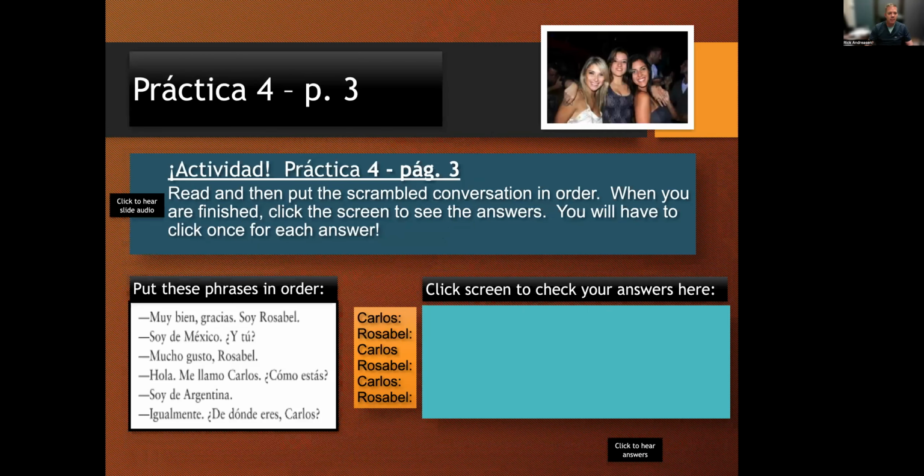Okay, here's some práctica. We're going to do it here together, and then you're going to do it also in Panorama. But I'm going to use the player that comes along with Panorama for this. You're going to read this scrambled conversation in the white box here and put these phrases in order. So just pause the video for a second and figure out what you're going to do, and we'll come back and look at the answers together.